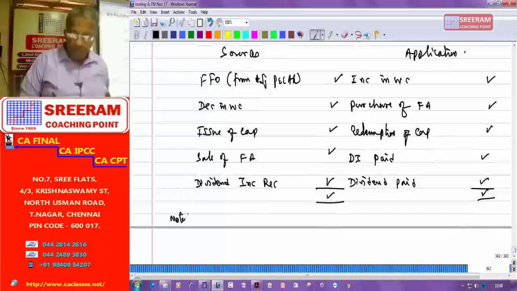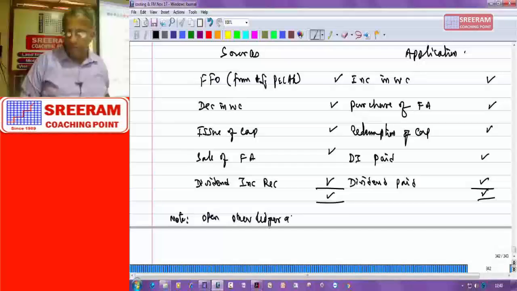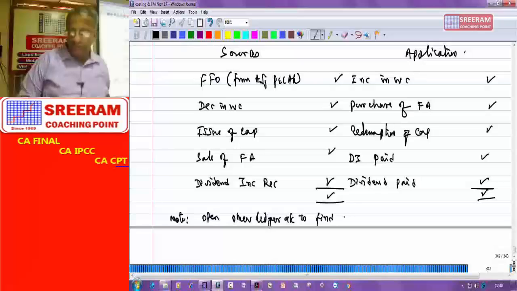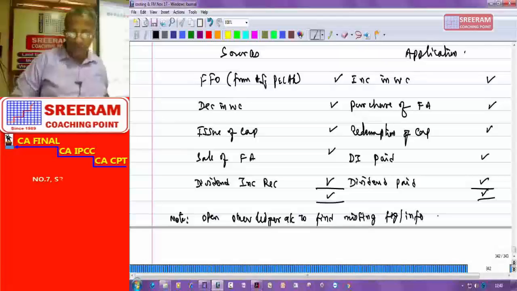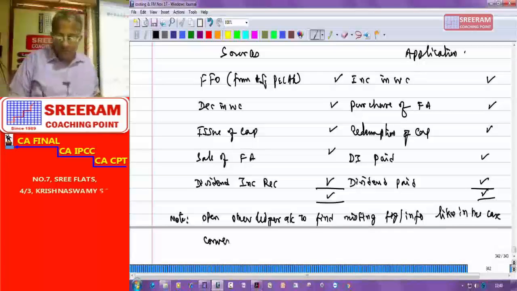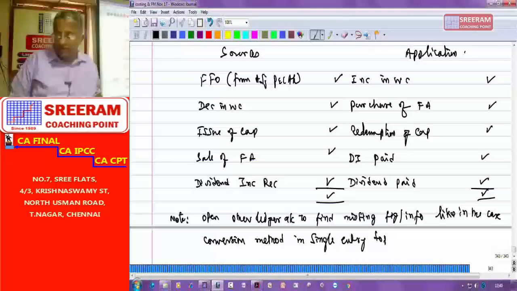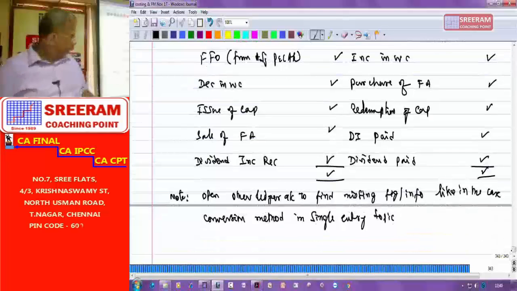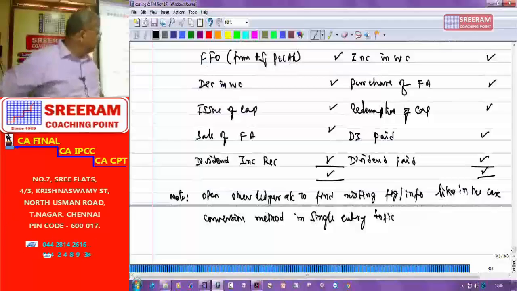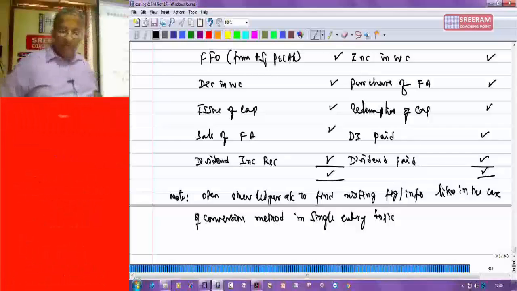Note: open other ledger accounts to find missing figures or information, like in the case of conversion method in single entry topic.